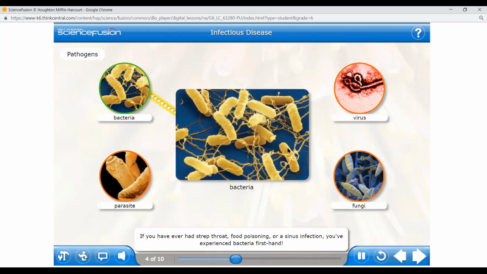If you have ever had strep throat, food poisoning, or a sinus infection, you've experienced bacteria firsthand. Though many bacteria are beneficial to other living things, some bacteria cause disease and can infect a variety of your body's organs. Strep throat gives you pain in the throat, and sometimes vomiting, diarrhea and stomach cramps. Those are all bacterial infections.